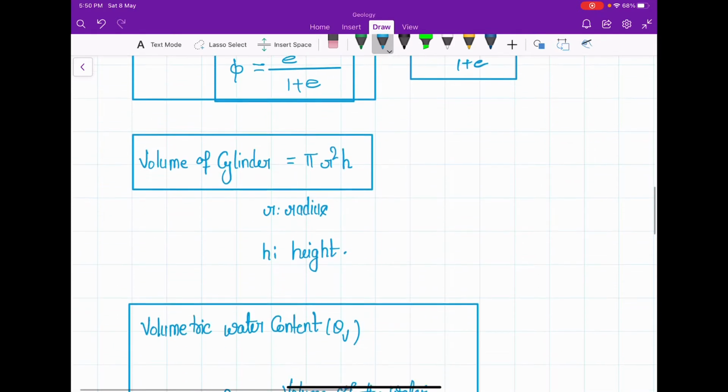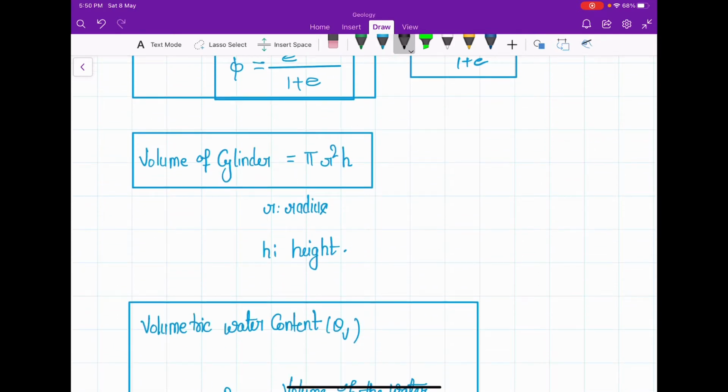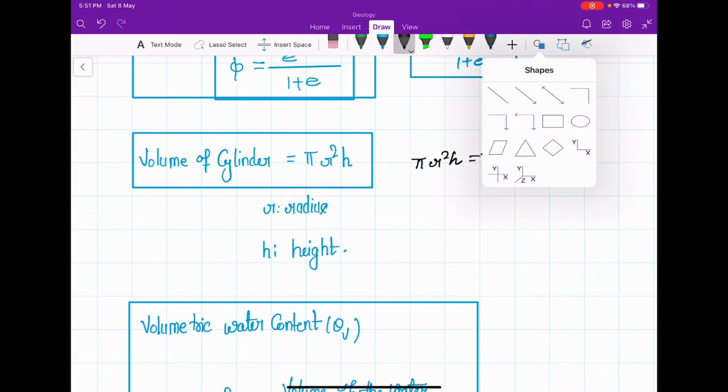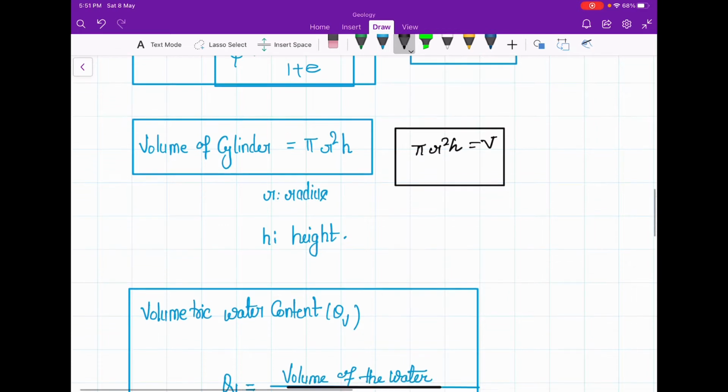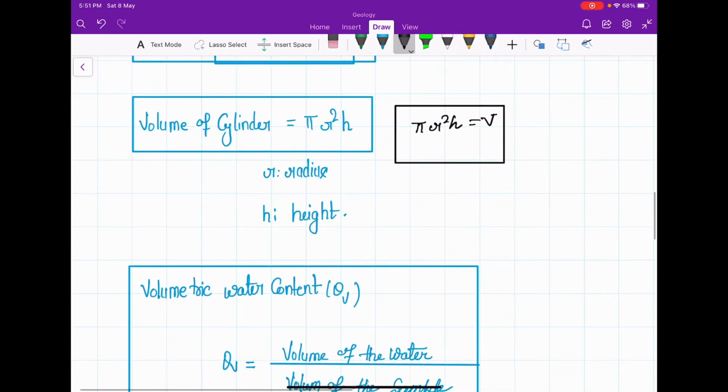Next, if we collect a sample, the sample is in the shape of a cylinder. So the volume of a cylinder is equal to pi r square h. The volume of the cylinder is pi r square h. This is basically the basic formula of volume.